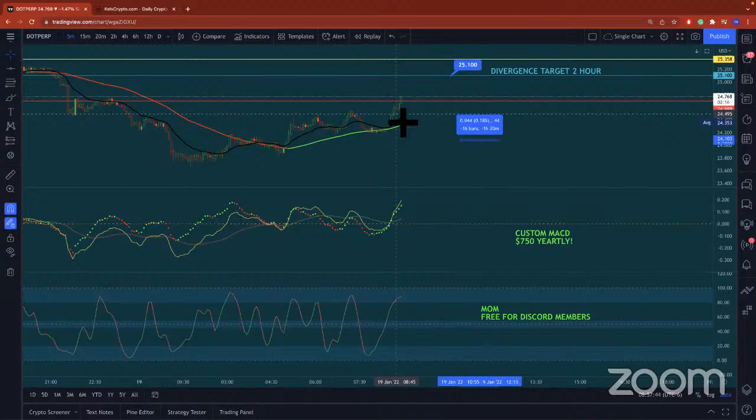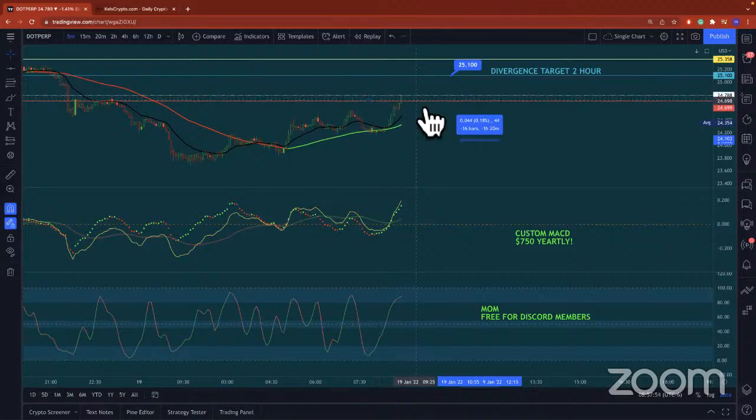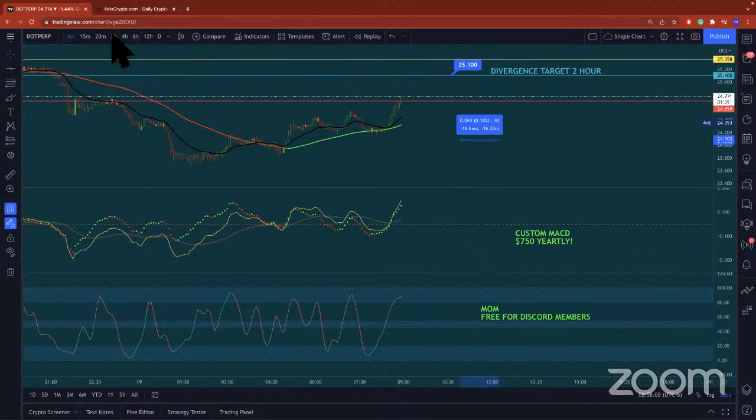We want to be careful taking that position just quite yet because our custom MACD looks pretty high. We're making a higher high, but we want to find a little correction. We want that correction to come back down here, touch that 2-hour EMA, and then bounce off of it. That's what we're looking for.